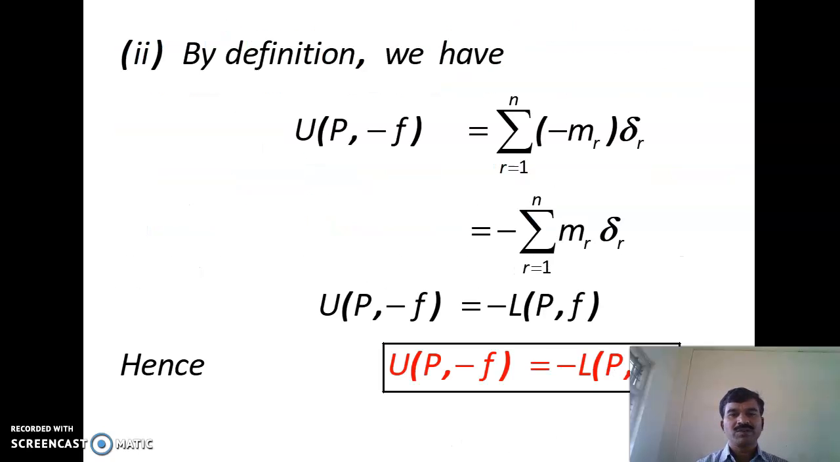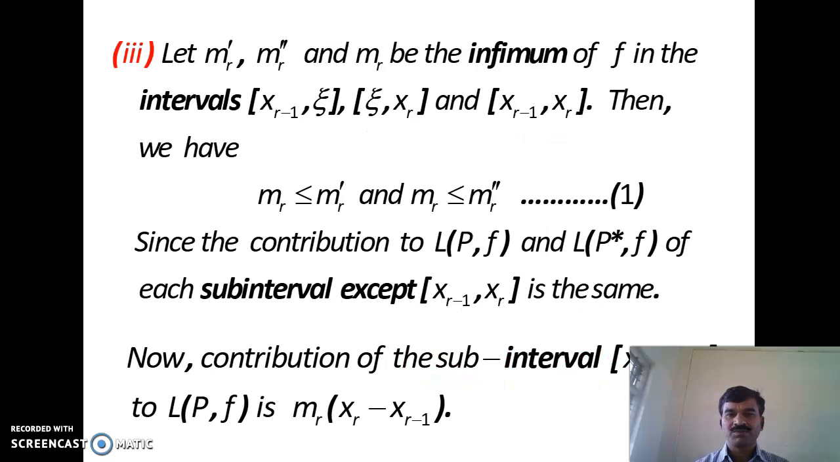And also we make use of the definition of the upper sum, where we have the summation of minus m_r delta_r, and taking the negative outside, we arrive at the upper sum of the negative function being equal to minus the lower sum.